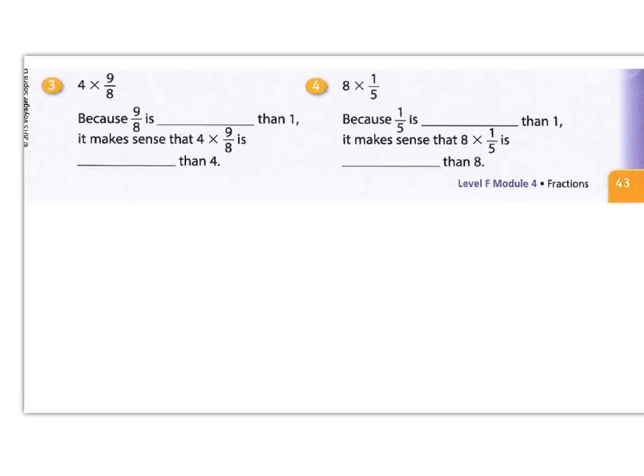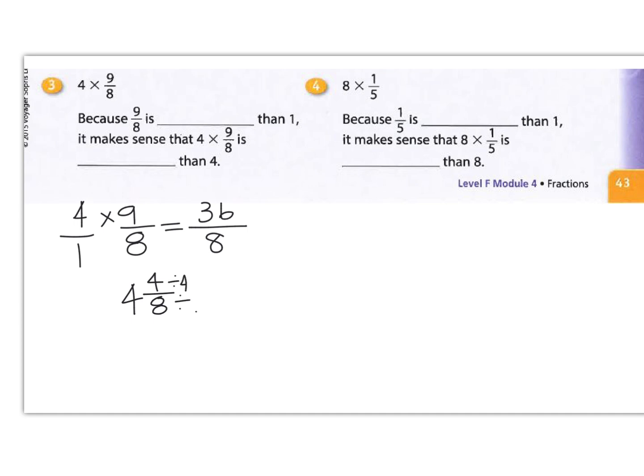Okay, let's do these last two, 3 and 4. So we have 4 times 9/8. And again, we're going to make it 4 over 1 because that makes it look like a fraction and it's the same value. It's equivalent. 4 times 9 is 36. 1 times 8 is 8. So then I can think, okay, how many times does it go in there? Well, 8 goes into 32 4 times. And then we have 4 8ths left over. So then I would have to simplify this because we can divide top and bottom by 4 to get 1/2. So our answer is 4 1/2.